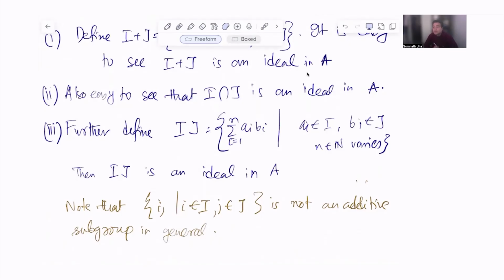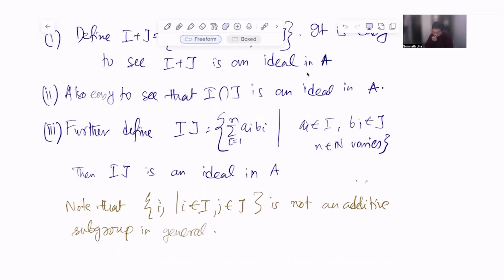And why did I do that? Because to make it satisfy the first condition of an ideal, being an abelian subgroup. If you just take on the nose I times J, then it is not an abelian subgroup. So you first make it an abelian subgroup, and now you can check that all the properties will be satisfied. So check that IJ is an ideal.